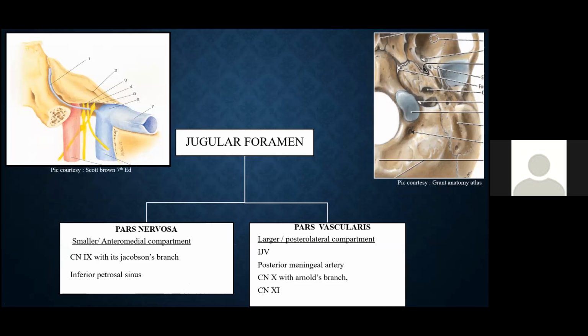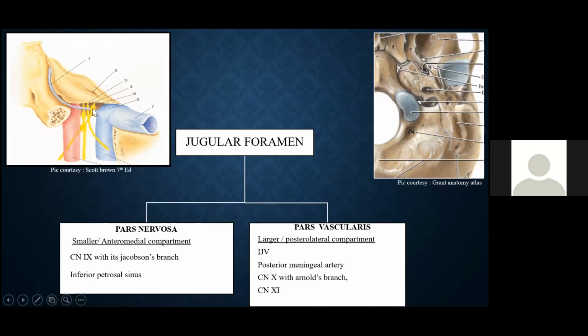The jugular foramen also has a lateral spine in its lumen, which we can see dividing the lumen into two parts. The lateral part or the posterior lateral part, a larger part, which is the pars vascularis, and the medial part, a small anterior medial part, the pars nervosa.